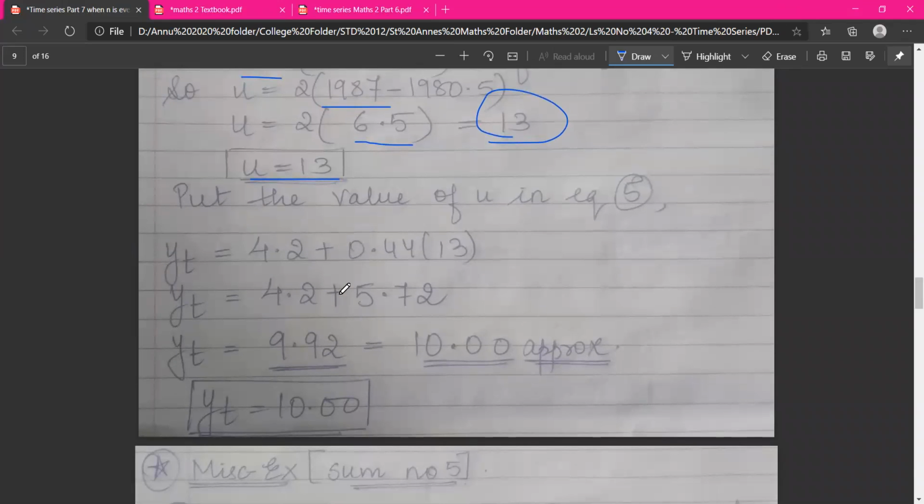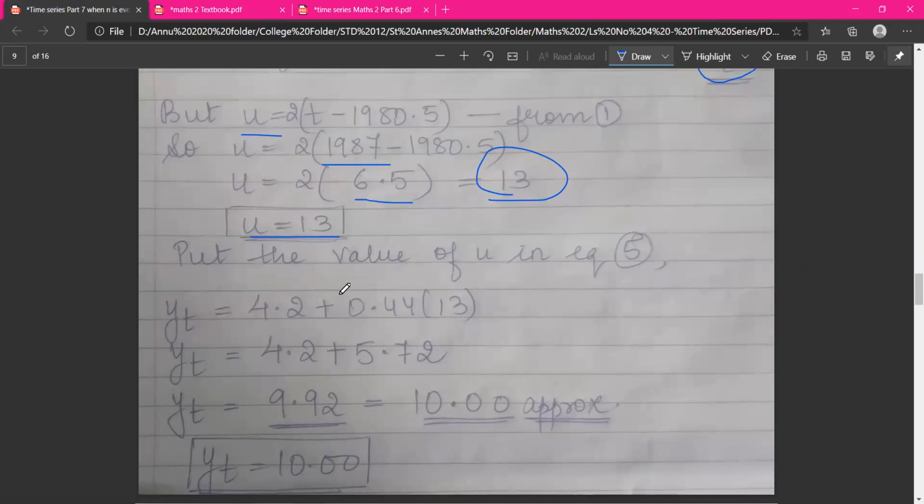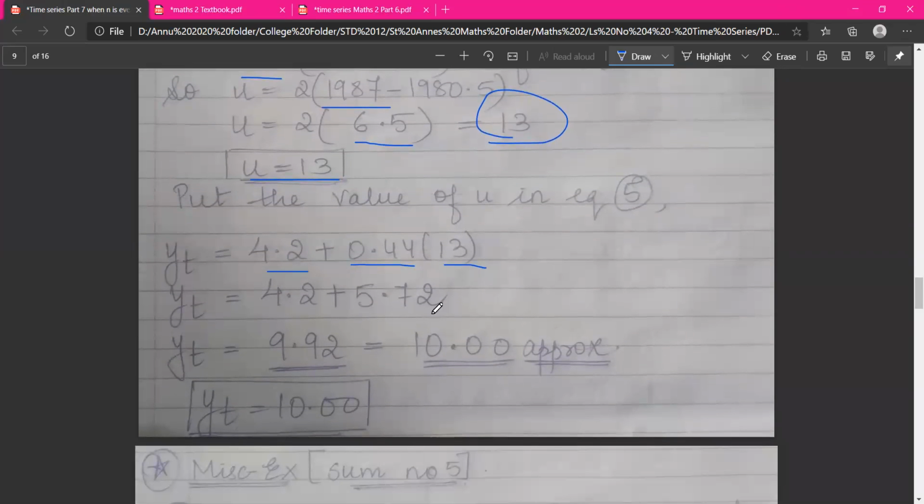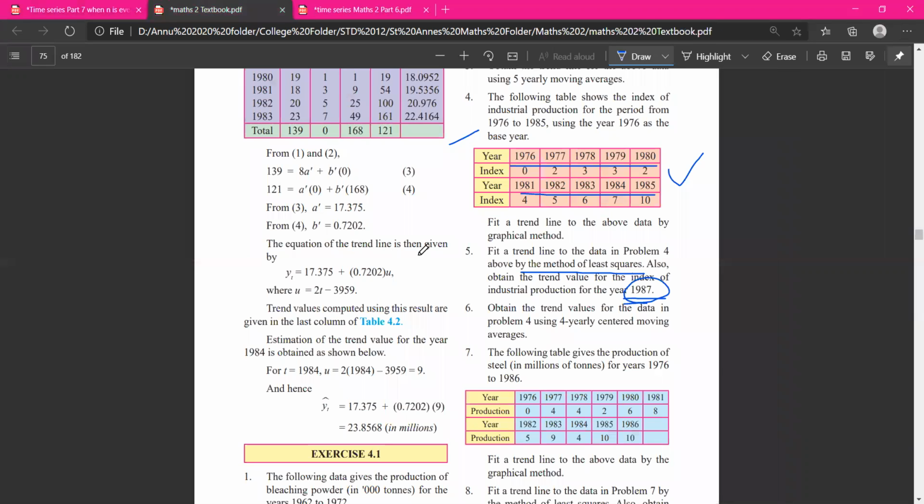Now I can put the value of U in equation number 5, which was our trend line equation. So YT is equal to 4.2 plus 0.44 into 13. So 4.2 plus 5.72, answer is 9.92. So if you round off, I get approx 10.00. So what is the trend value for the year 1987? It is approx 10.00. So with this class, all the sums of your exercise 4.1 get over.